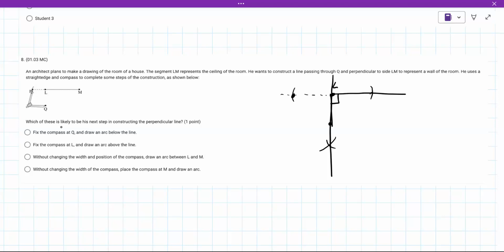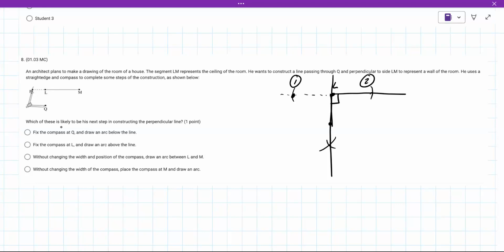Without changing the width of the compass, place the compass at M and draw an arc. Okay. So normally this would be the first step and this would be the second step.